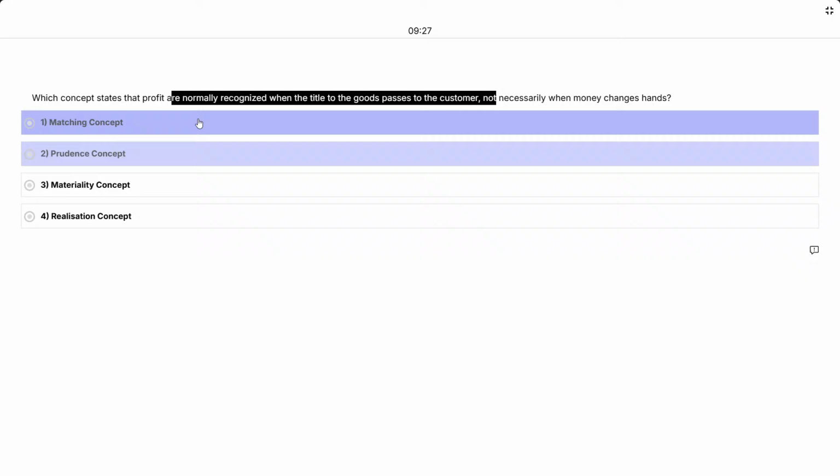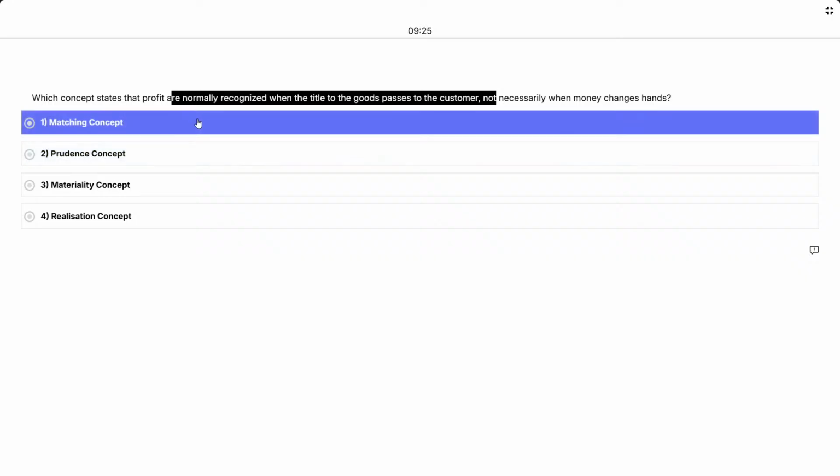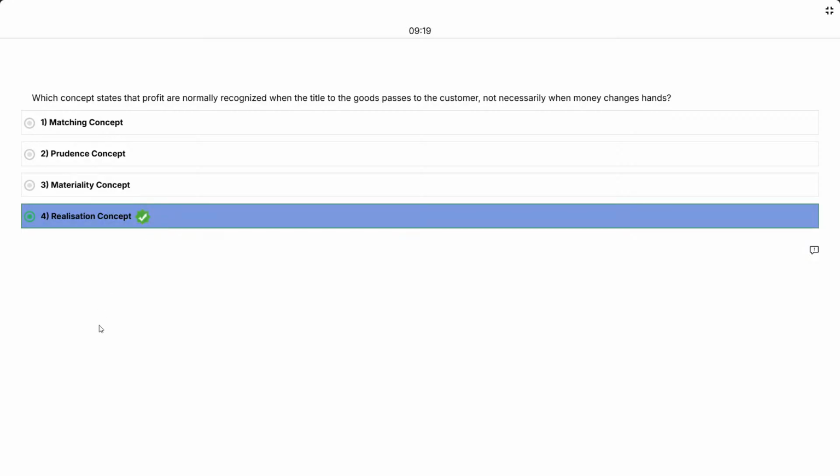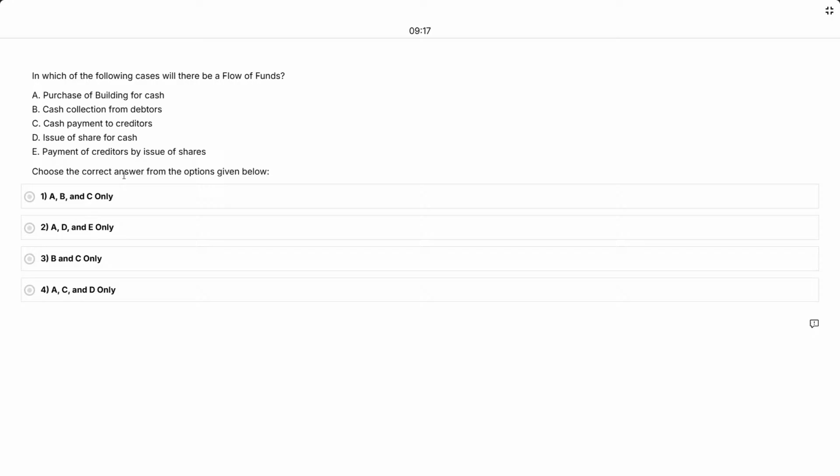रियलाइजेशन होगा, मैचिंग में जब पैसा मिला है तभी ही मैच करेंगे हम, रियलाइजेशन जब रियलाइज हुआ, सो हम रियलाइजेशन के साथ जा रहे हैं। प्रूडेंस भी हमें पढ़ना पड़ेगा, हमें याद नहीं था। In which of the following cases will there be flow of funds?